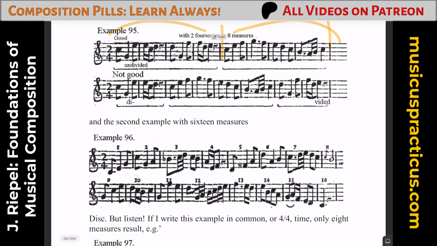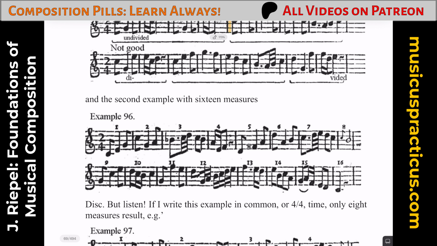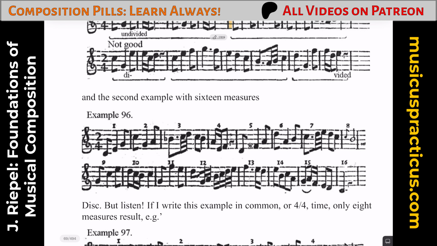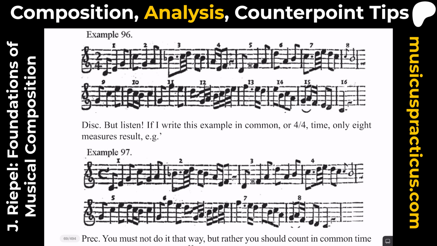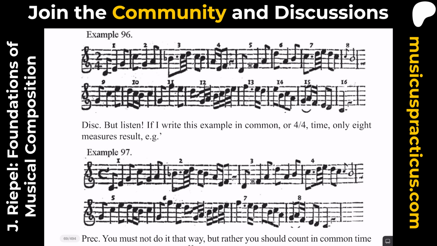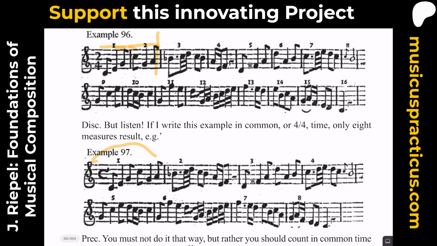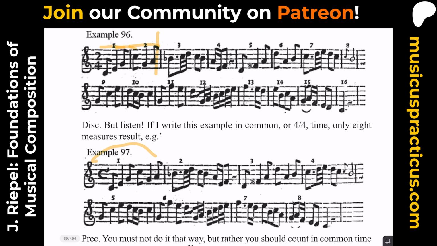And the second example with 16 measures. So let's see this. He really likes syncopations a lot. Yes, but listen, if I write this example in common or 4/4 time, only 8 measures result. So he's basically saying that he's making 1 bar from the 2 bars, as you can see. So the same thing, but 8 measures instead of 16.